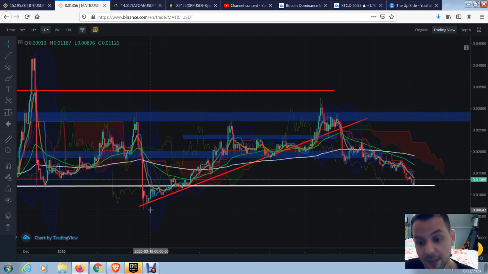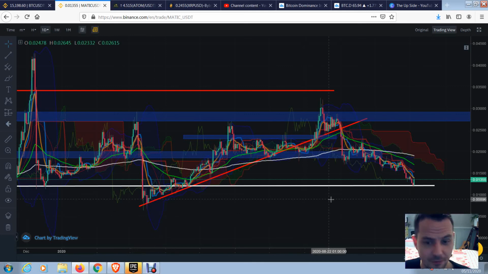And so basically, if we do continue to break down, and we break down beneath 1 cent, then yes, we will have that level at the forefront of our mind. That level could be reached again, but if it were to be reached again, I will be buying it. Definitely will be buying it.